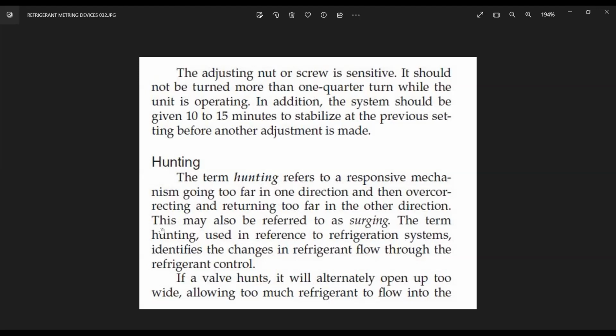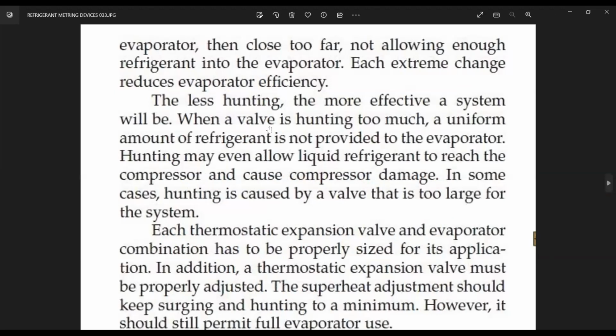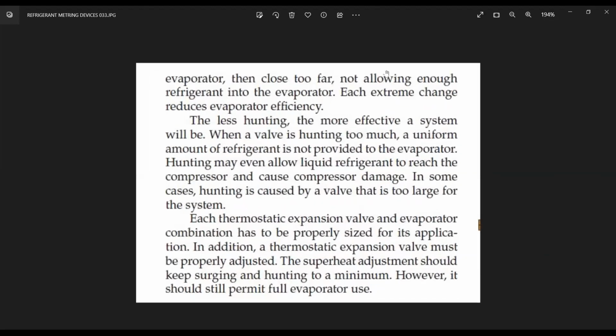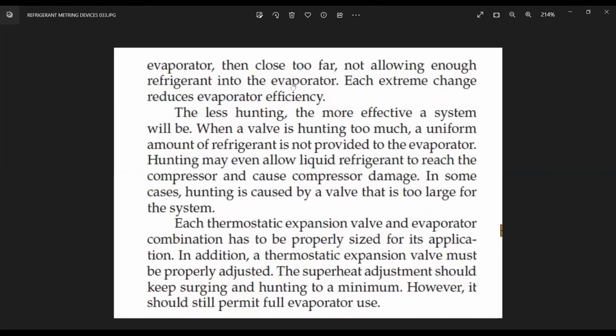Okay. The term hunting is used with reference to refrigerant system to identify the change in refrigerant flow through the refrigerant control. Okay. If the valve hunts, it will alternately open up too wide, allowing too much refrigerant to flow into the evaporator, and then close too far, not allowing enough refrigerant into the evaporator. Each extreme change reduces the evaporator efficiency. मतलब या तो वो बहुत ज़्यादा खुलेगा या बहुत कम खुलेगा. The less the hunting, the more effective the system will be. Basically, it is almost constant.